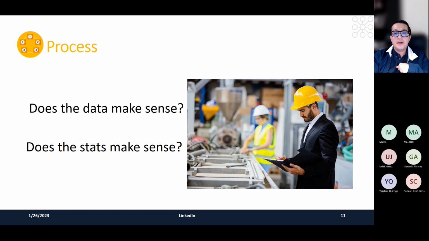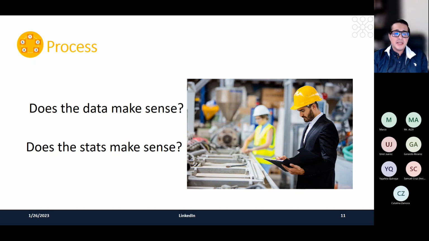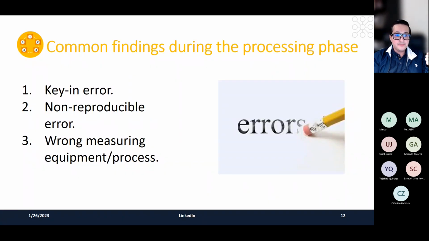Can you have negative seconds in a manufacturing process? Well, if anyone could do that, that would be wonderful, because that would drop costs and production times instantly. But if we get data points like that, they don't make any sense. The stats don't make any sense.